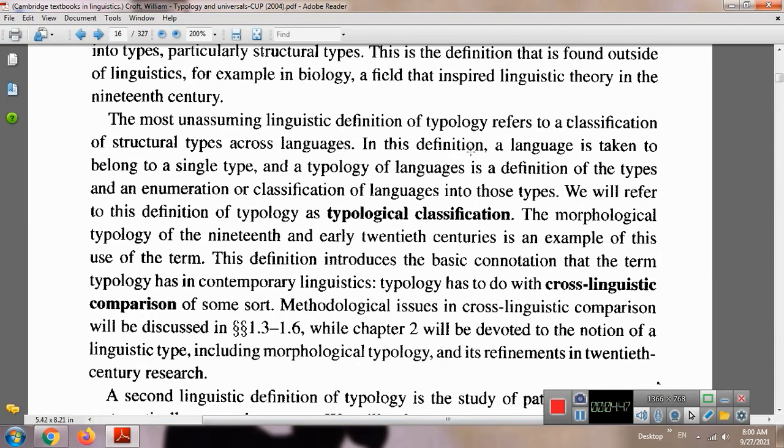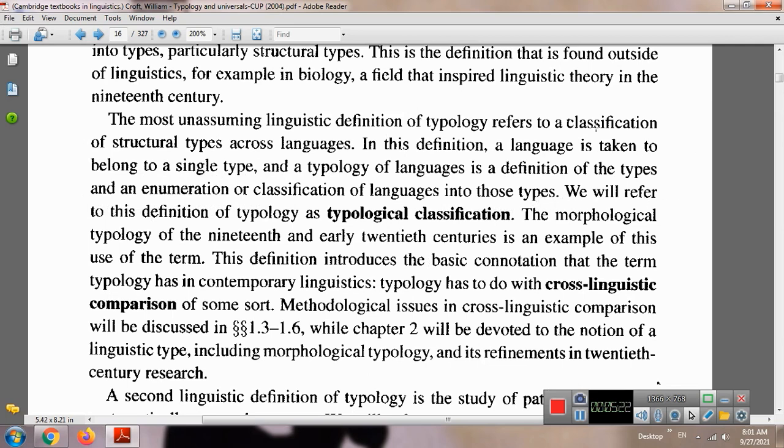In this definition, dear students, you should know all of the details. All of them are important, and typology is one of the very important lessons. In this definition, a language is taken to belong to a single type, and a typology of languages is a definition of the types and an enumeration or classification of languages into those types.